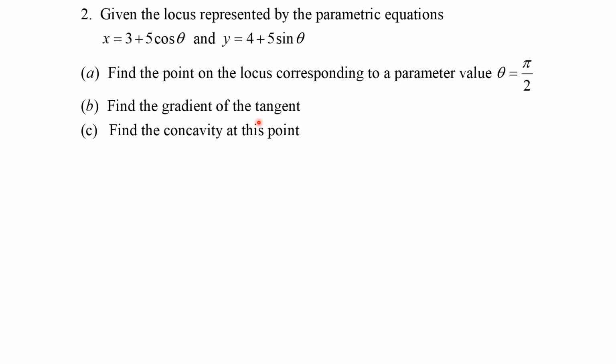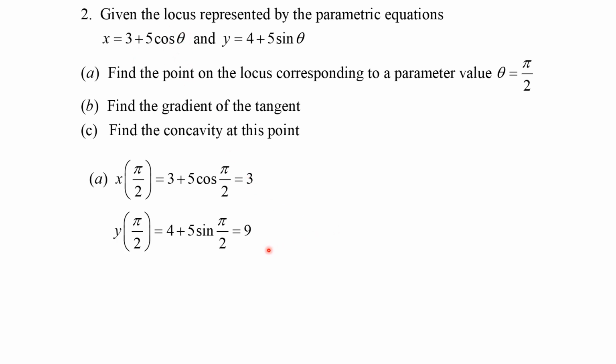And the third one is to find concavity. Concavity here relates to the second derivative, so d squared y over dx squared. So we will apply what we learned just now. So you substitute theta as pi over 2 into x and also y in order to get a point. Thus the point on the locus is actually 3, 9.